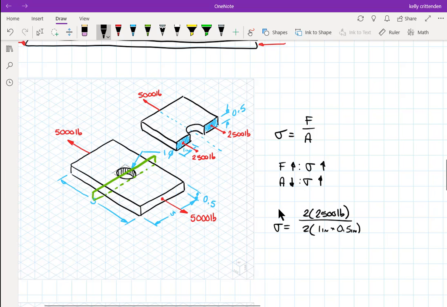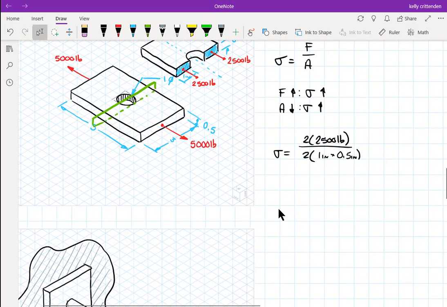So my units look like they'll work out. I have pounds in the numerator and I have square inches in the denominator. And you can see from here that the 2's just cancel out, so it's going to be the same as calculating just one of them. And it would be 2,500 divided by 0.5. So 5,000 PSI.